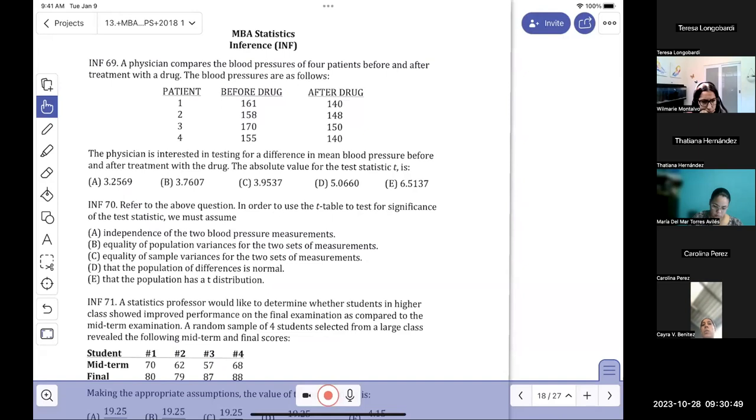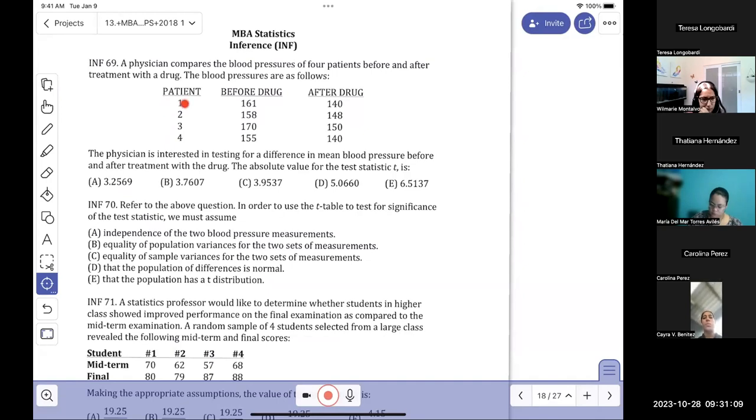experiment. This is a matched pairs experiment. You have 4 patients. When we started the course, we talked about matched pairs experiments, and here are the results of one. I like this kind of problem because it brings us back to the beginning, and we have learned so much over the semester or trimester.